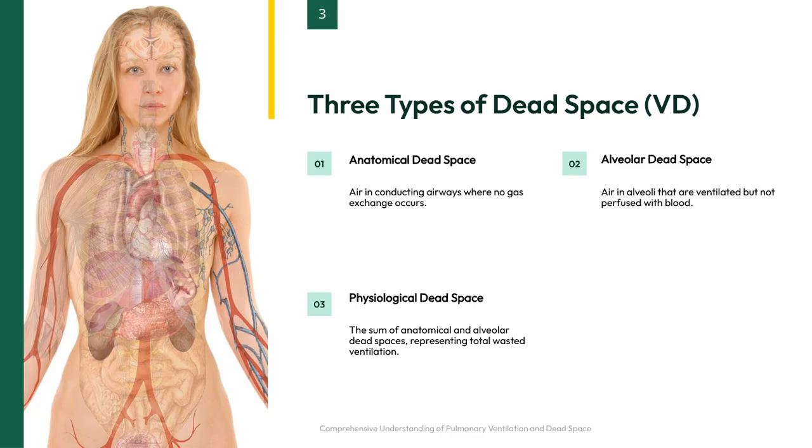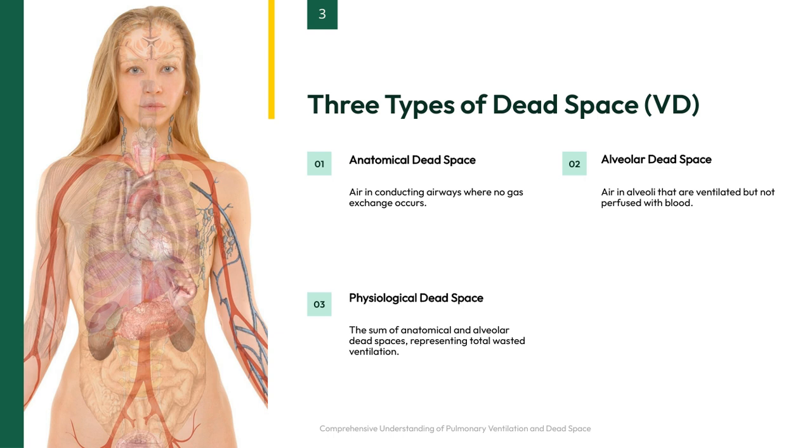Let's take a closer look at the comprehensive understanding of pulmonary ventilation and dead space. When we talk about dead space, we're referring to areas in the respiratory system where air is present but no gas exchange occurs. There are three main types to consider. First, there's anatomical dead space, which includes the conducting airways like the trachea and bronchi. These are passages that deliver air to the lungs but don't participate in gas exchange themselves.